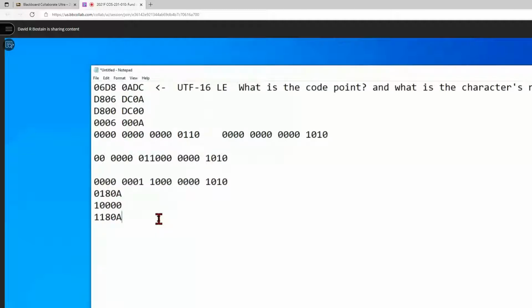Okay, let's try another one. In UTF-16 big endian, same two questions. What's the code point? What's the character name if there is a character at that location? Why don't you try to work that following the steps we did up here?